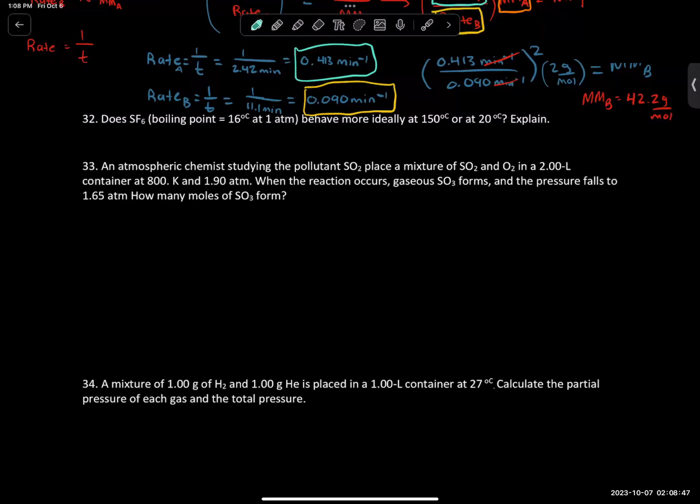So that's why at 150 Celsius, this is going to act more ideal than at 20 degrees Celsius. Again, like David said, gases behave more ideally when they are at a higher temperature and there's a lower pressure. So why is lower pressure important for being ideal?